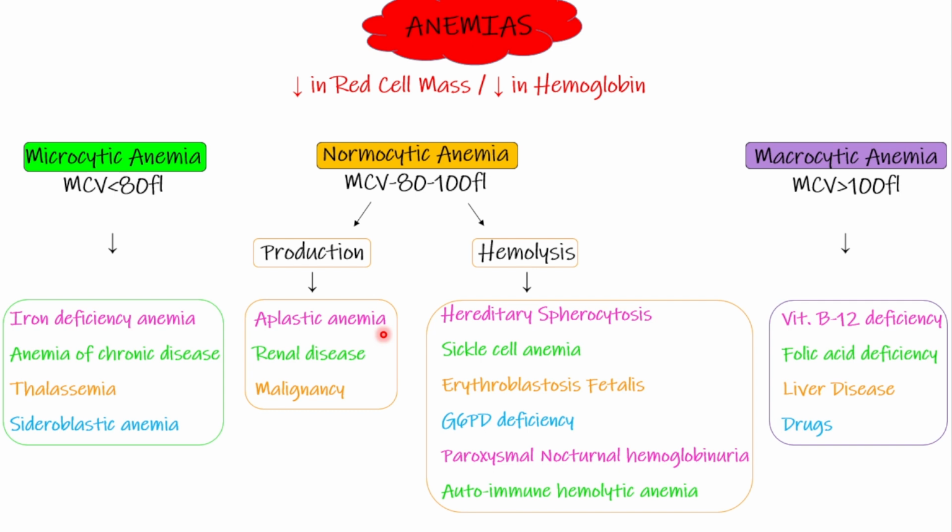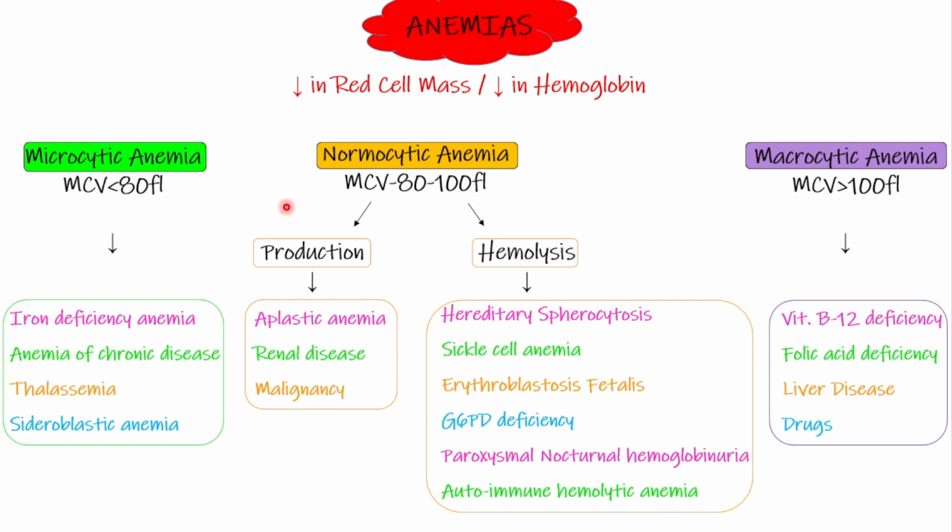Then we have renal disease. In renal disease, the RBCs will not be produced in the normal quantity because the kidneys have to produce erythropoietin, which facilitates the process of erythropoiesis. So in renal disease, because of low erythropoietin levels, there is anemia, and that anemia is normocytic in picture with the MCV 80 to 100. Then we also have malignancies. In malignancies, there is also some production defect of RBCs from the bone marrow.